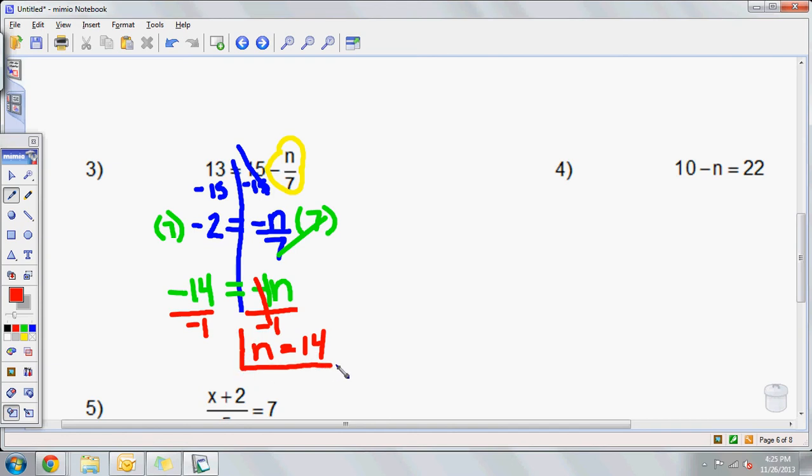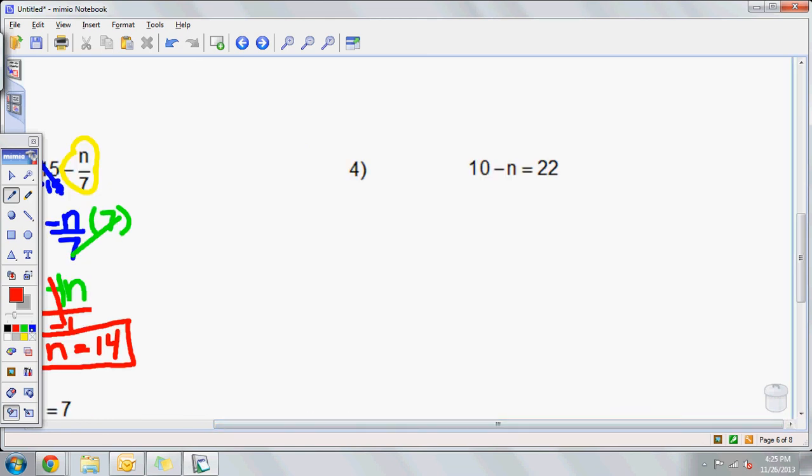So that was a doozy. That was a 3-stepper instead of a 2-stepper. So you will see that sometimes. Let's move to number 4. So we have, draw a line.